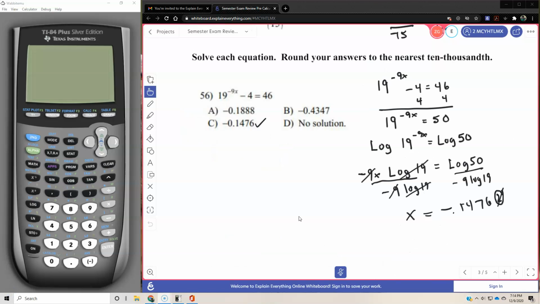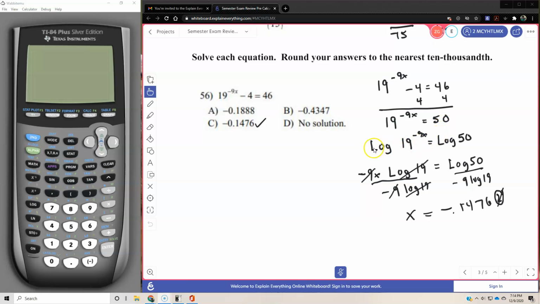Number 56 says solve each equation, round your answers to the nearest 10,000ths. So we have 19 raised to the negative 9x, minus 4, is equal to 46. And since we're solving for x, we have to isolate that exponential part of the equation. So we're going to add 4 to both sides. The negative 4 and the 4 cancel. So we have 46 plus 4, which gives you 50.